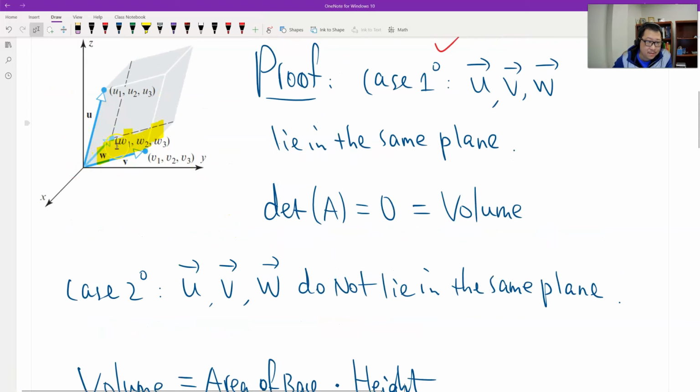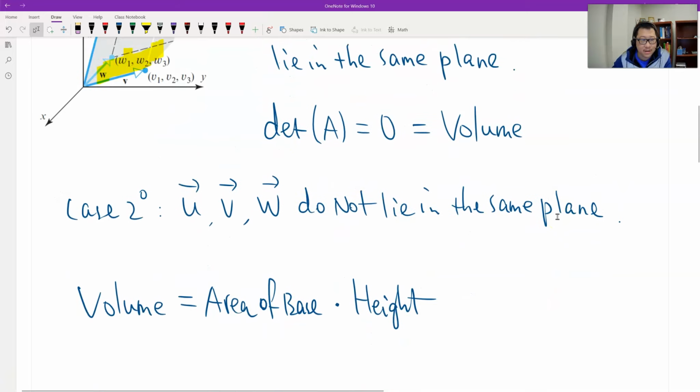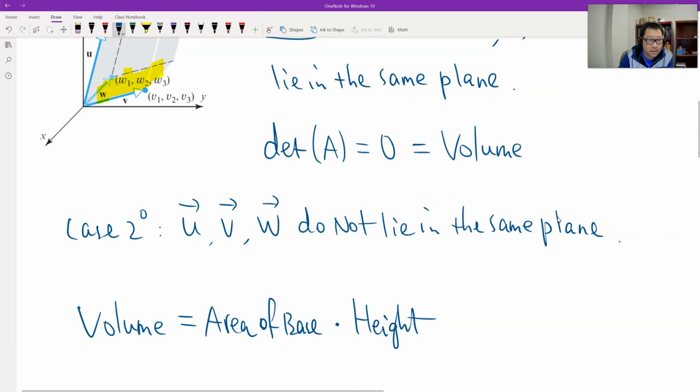So let's look at the base first. The base is the area of a parallelogram. The first theorem we know is that this is the norm of the cross product of V and W, right? So the area I easily get, which is the norm of V cross W. No problem, right? This is from the theorem.